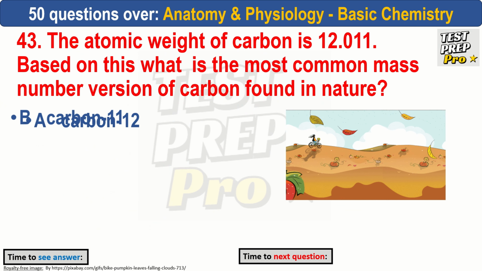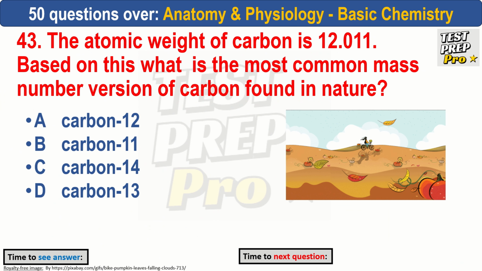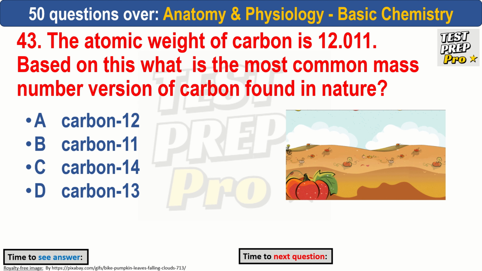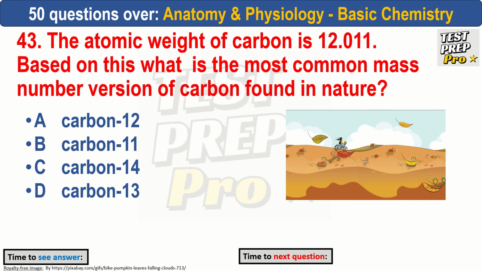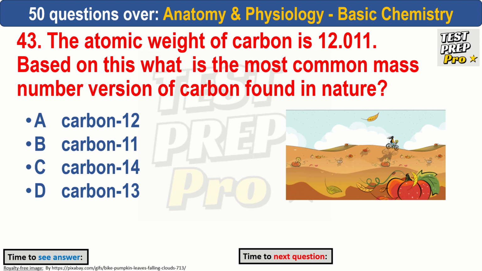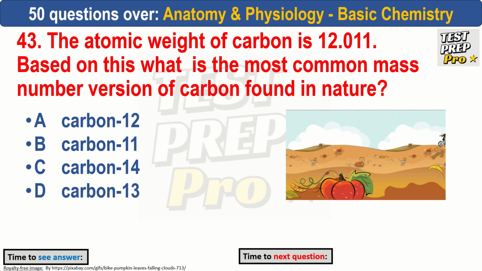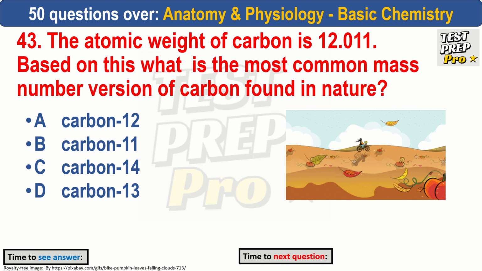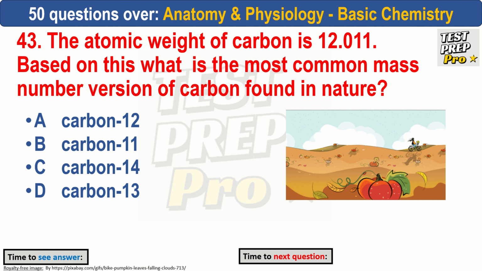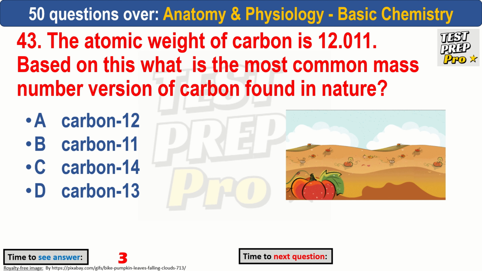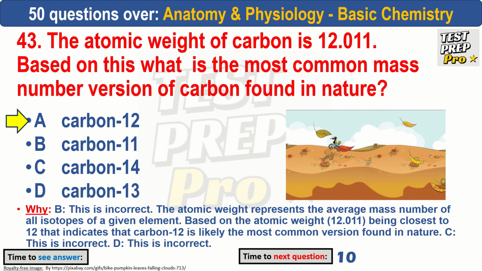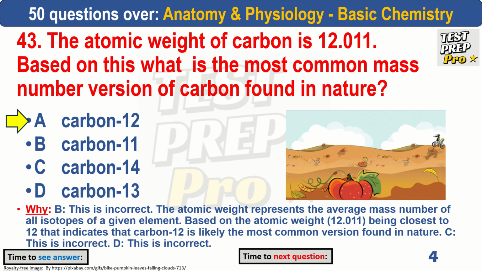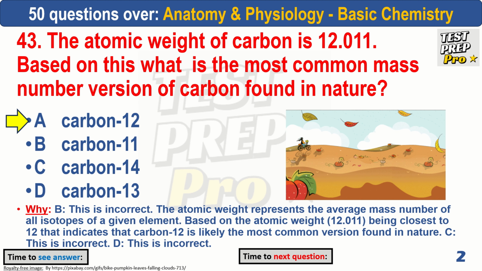The atomic weight of carbon is 12.011. Based on this, what is the most common mass number version of carbon found in nature? Is it A, carbon 12, B, carbon 11, C, carbon 14, or D, carbon 13? The answer is carbon 12. Since the atomic weight is so close to being perfectly 12.000, carbon 12 is the most common version typically found in nature.